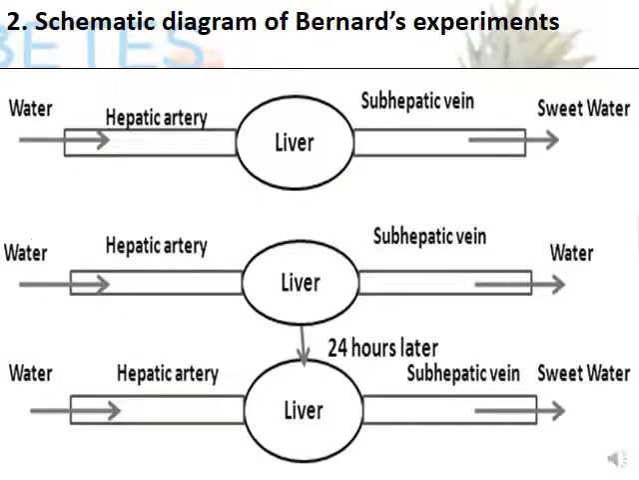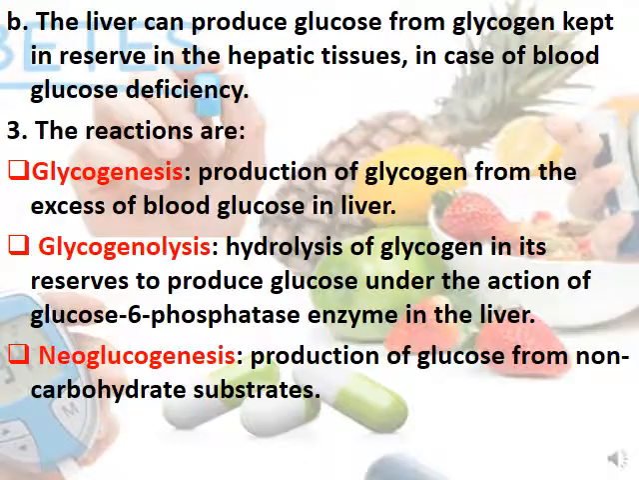Part 2, this is a schematic diagram. Washing water passes through the hepatic artery to the liver and passes through the hepatic vein to go out with the sweet water. While in the second experiment, taking step water, hepatic artery passes through the liver, subhepatic vein, and water. We have this, and the last step, water, we have a hepatic artery. It passes through the liver 24 hours later and then through the subhepatic vein, and we have sweet water. Liver can produce glucose from glycogen kept in reserve in the hepatic tissues.